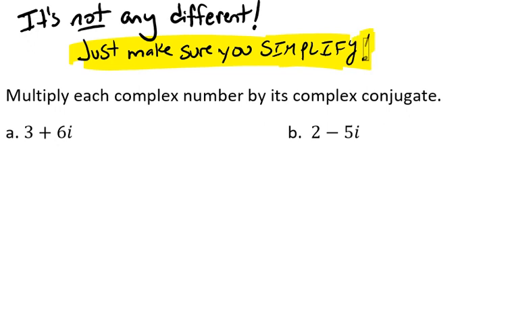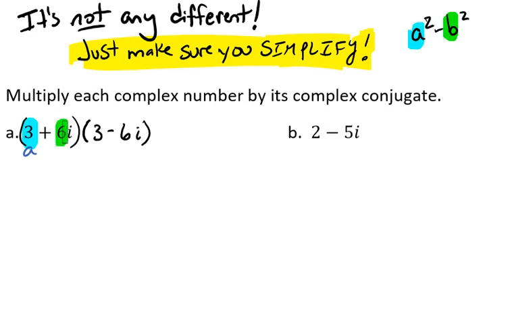Here we're going to multiply each complex number by its complex conjugate. So if we have 3 plus 6i, the conjugate of that is going to be 3 minus 6i. Remember, when we're multiplying conjugates, we can do our a squared minus our b squared. Let's use some colors to help us out here. In this case, our a value is the 3, and our b value is the 6i.